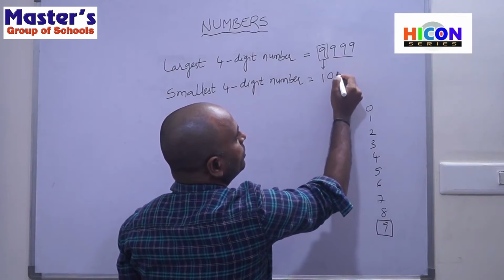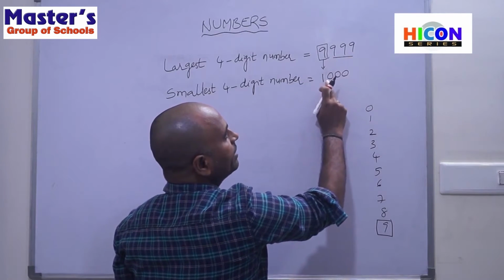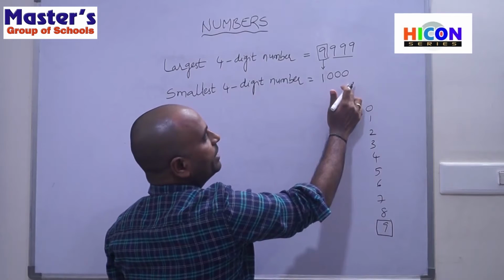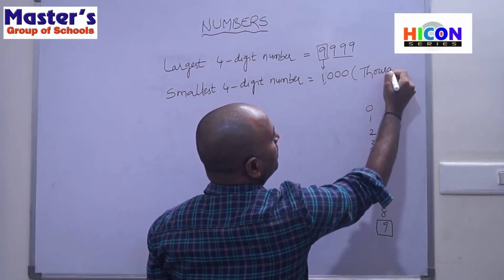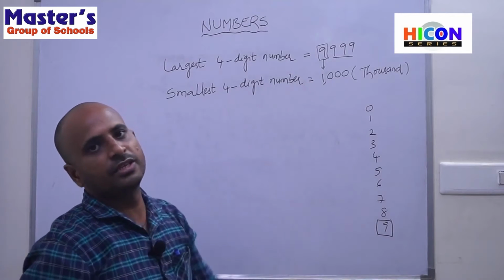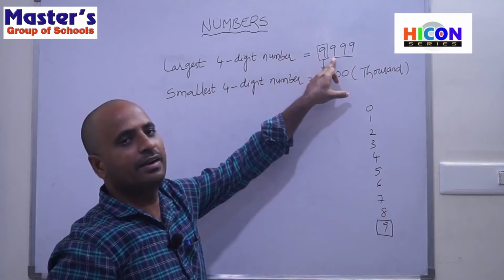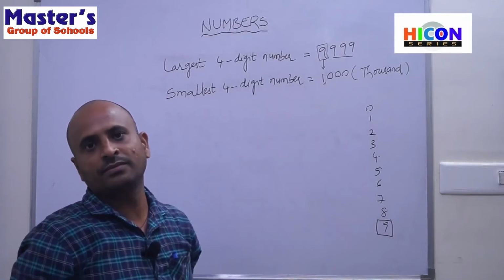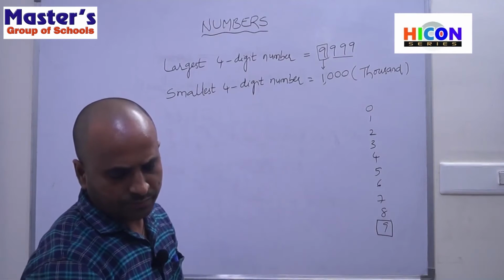That is 0, 0, 0. There are 3 remaining 9s, so we write 3 zeros after 1. This is the smallest 4-digit number, and it can be read as 1000. So 1000 has 3 zeros. The largest 4-digit number is 9,999, and the smallest 4-digit number is 1000. So this is about largest numbers and smallest numbers.